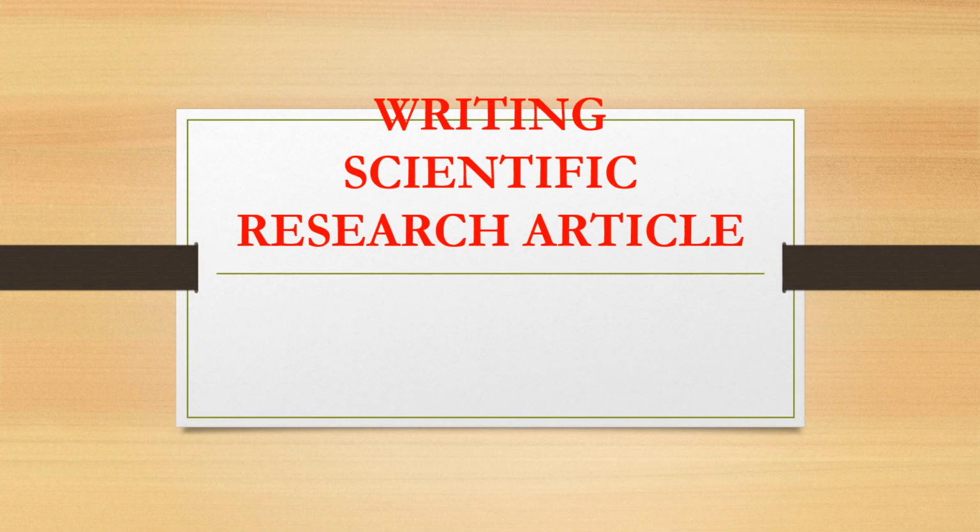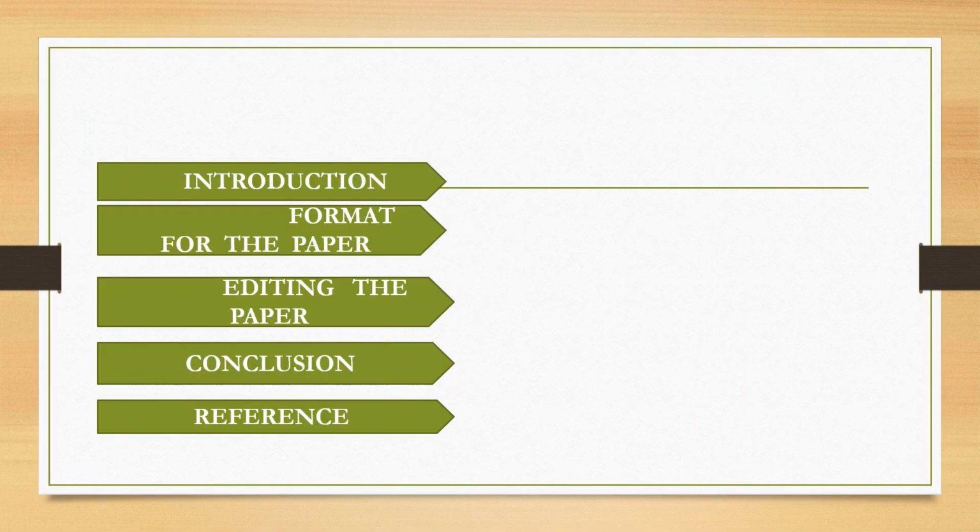Writing a scientific research article. The formats start from the introduction, the format for the paper, editing the paper, the conclusion, and the final reference.